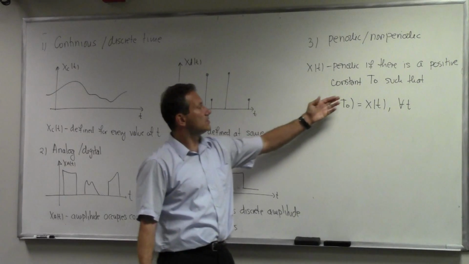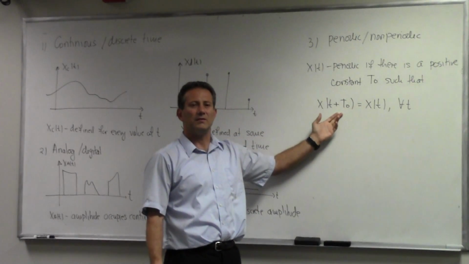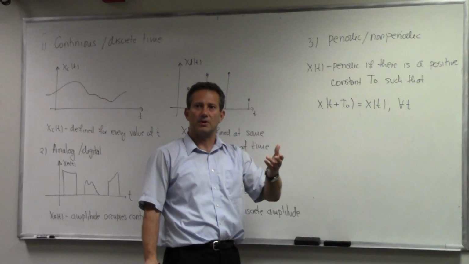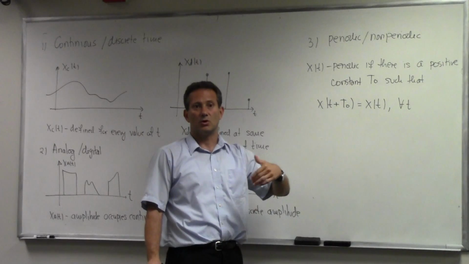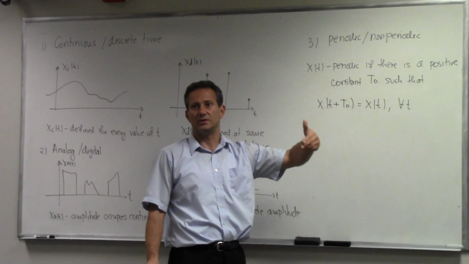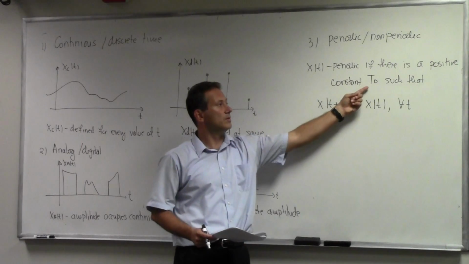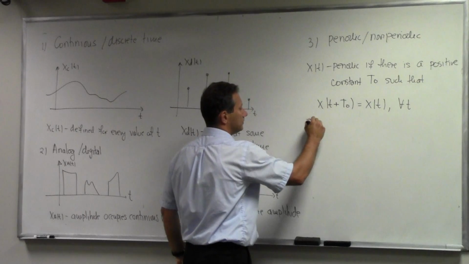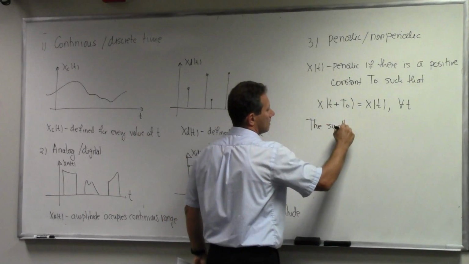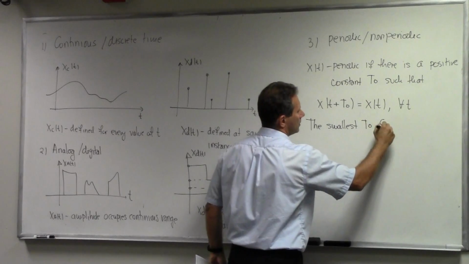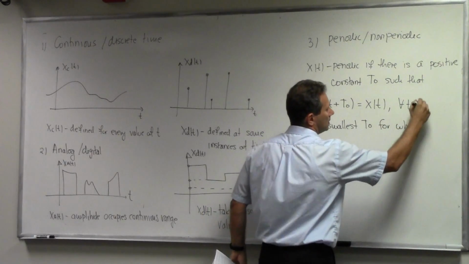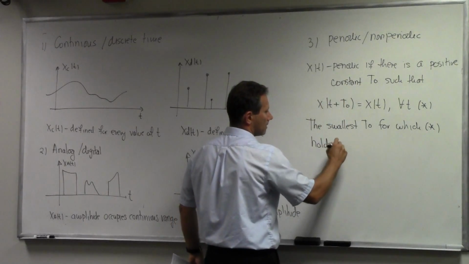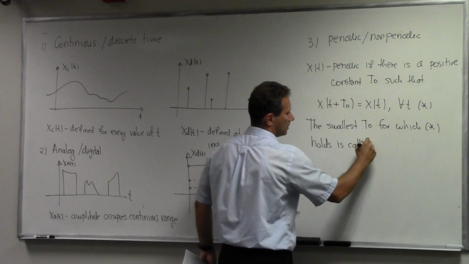Now, when you look at this t0 as a constant, you can see right away that if the signal is periodic, there are many of these t0s. If the signal is periodic with period t0, then it also repeats itself after 2t0, 3t0, and so on. The smallest constant for which this holds true, we call the period. So the smallest t0 for which this equation holds is called the period.